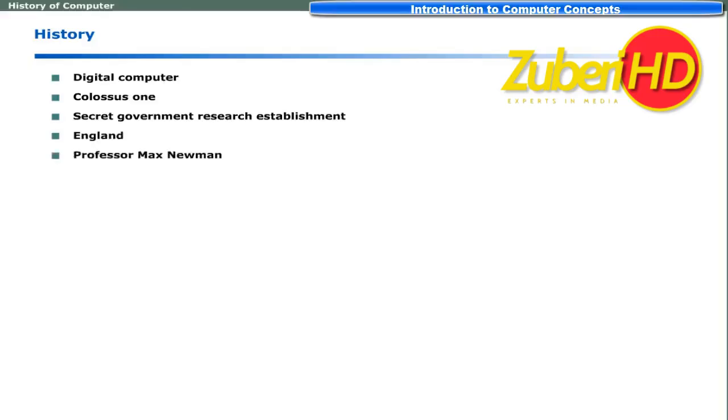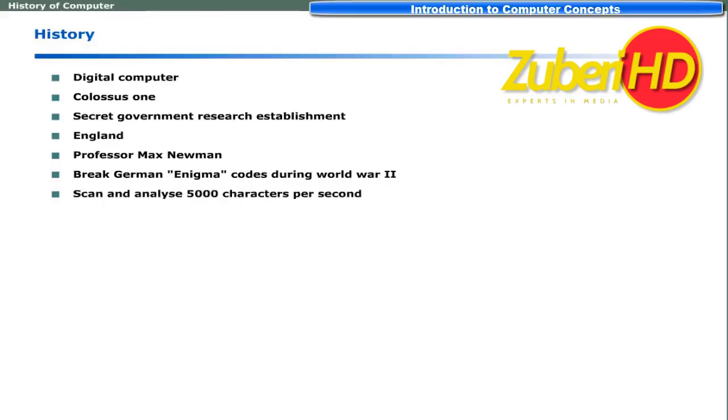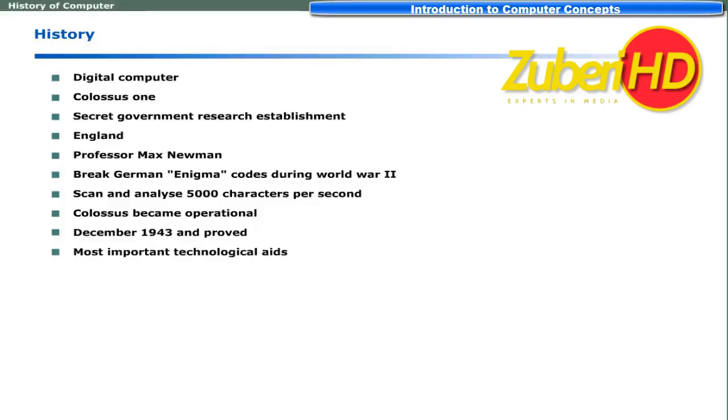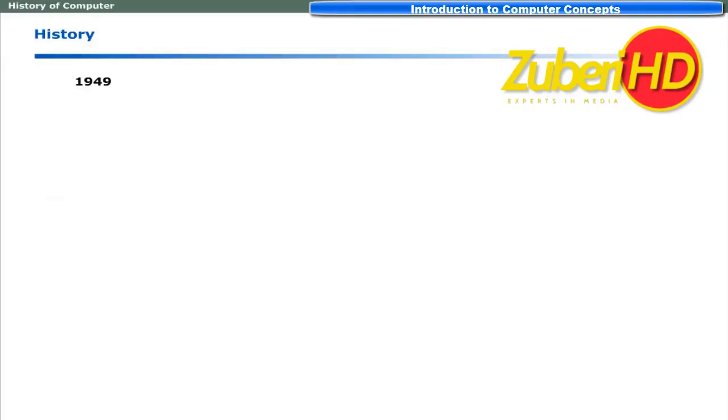Another important digital computer in history was Colossus I. It was built at a secret government research establishment in England under the direction of Professor Max Neumann. It was designed to break German Enigma codes during World War II. It could scan and analyze 5,000 characters per second. Colossus became operational in December 1943 and proved to be one of the most important technological aids to victory in World War II.